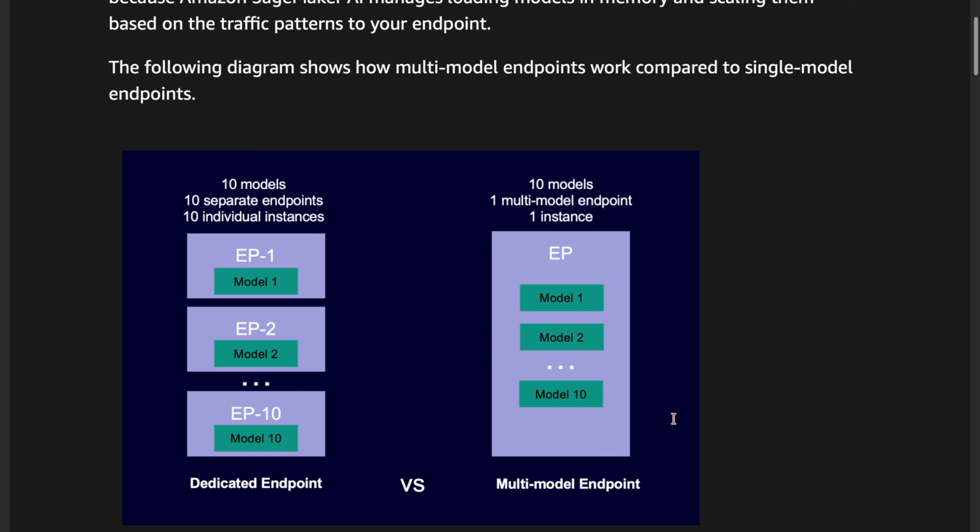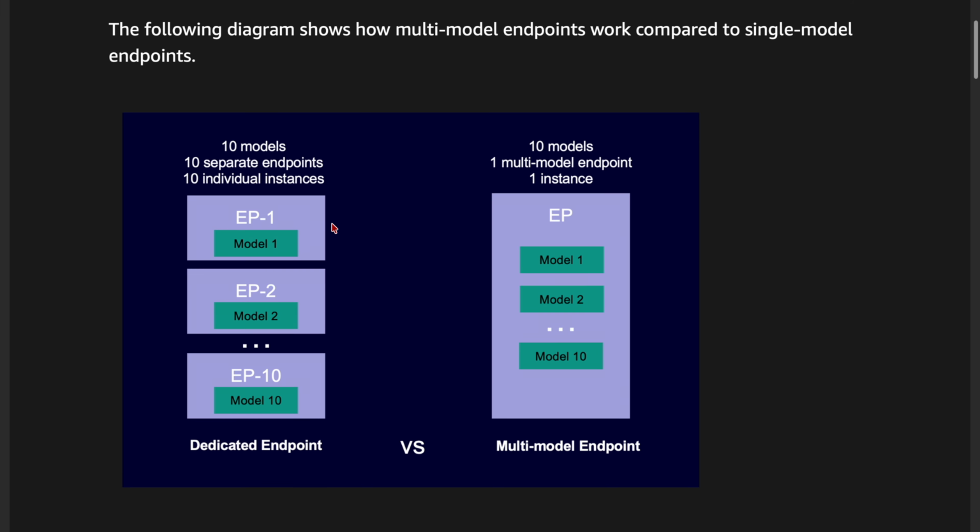And this diagram shows exactly that. For a dedicated endpoint, we have a separate instance for each endpoint, and on that instance we have one model. So if we have to deploy 10 models, we need 10 endpoints, and those 10 endpoints will have 10 instances. Whereas in multi-model, we just need one endpoint, one instance, and we are good to serve 10 models. So this is how we have the model serving.